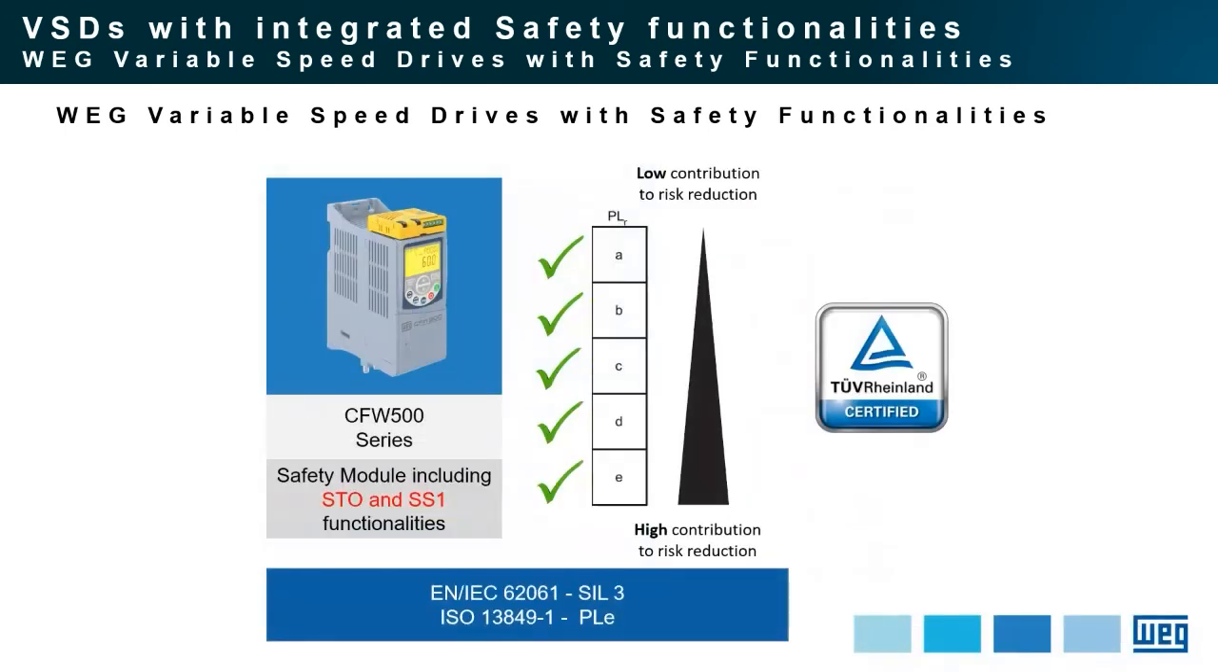Additionally, besides the CFW700 and the CFW11, WEG has the CFW500 with the safety features. The CFW500, including the safety module, has the STO and the SS1 functionalities. The CFW500 series complies with the highest performance level available in the market and required by several machines. It means, according to the IEC, it complies with Safety Integrity Level 3. And according to the ISO standards, it complies with Performance Level E, the PLe.